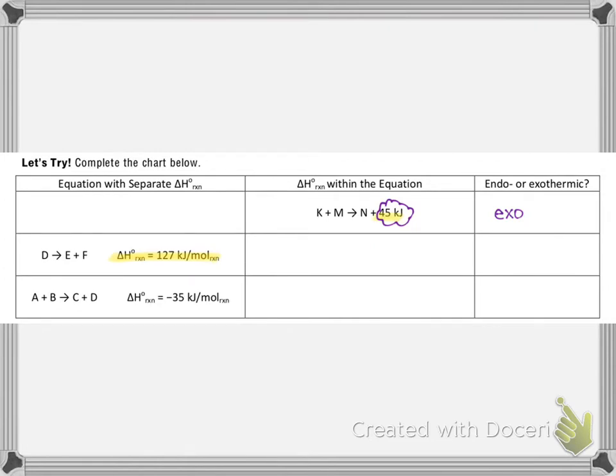Now, when we want to write an equation with a separate delta H, of course, you probably notice I made stuff up that's not potassium, they're just random letters. So we have K plus M producing N. And now we need to write our delta H separately.